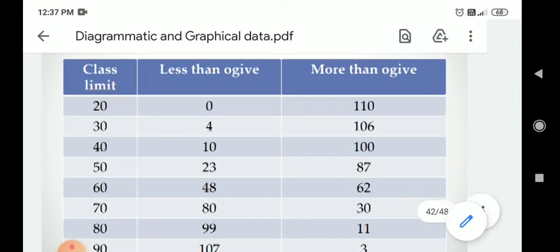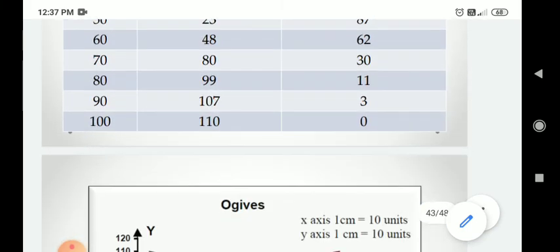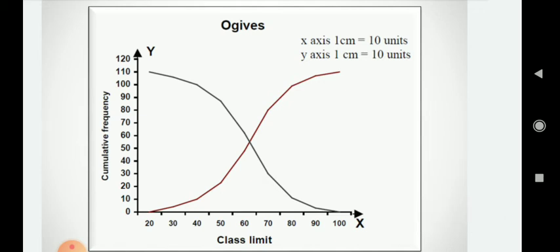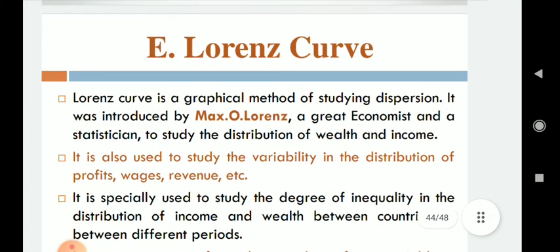Next, more than ogive, if you want to draw, same method again. You have to plot. It will come down. It will form an X kind of a shape if you intersect both more than ogive and less than ogive. So this is how more than ogive and less than ogive comes. In your examination, they may ask you to draw any one out of this.